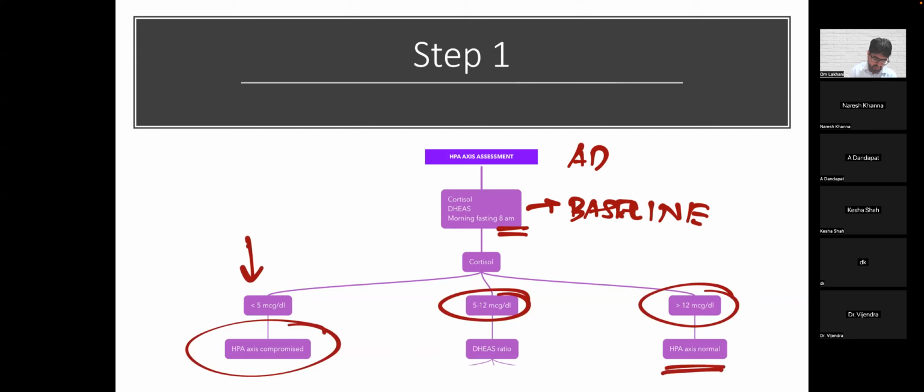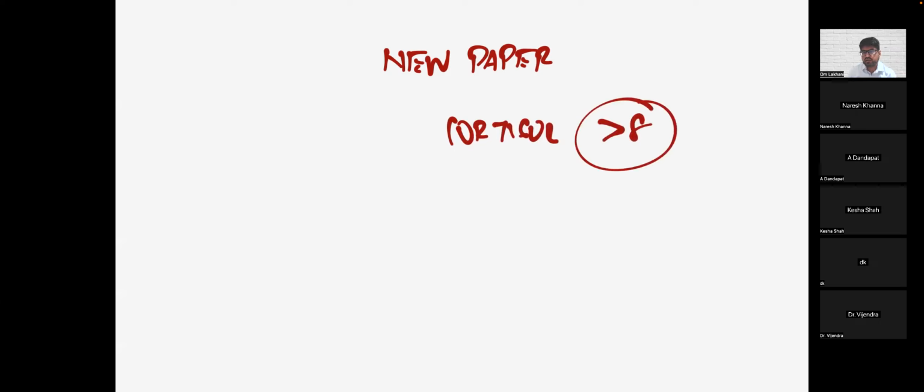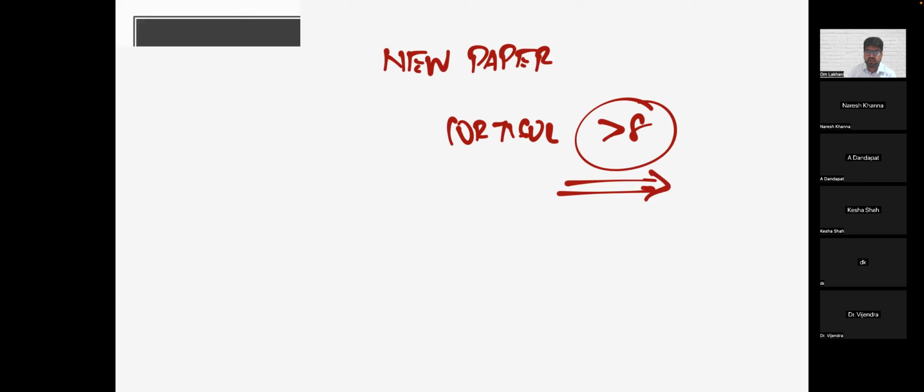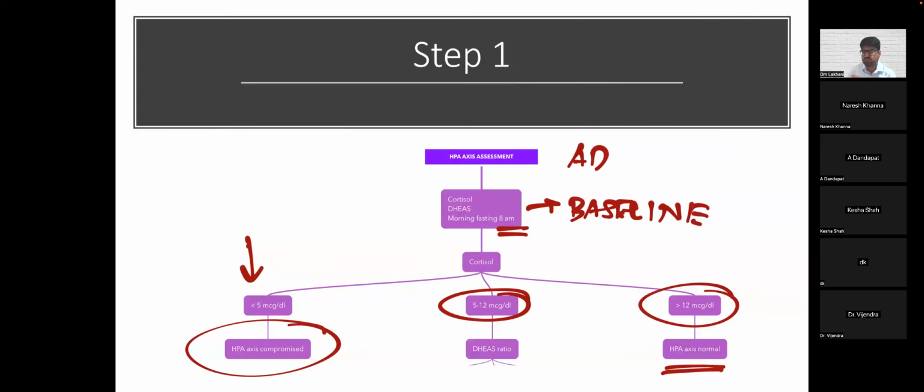Now, just to give you a caveat at this point of time, right? There is a new paper which has said that baseline cortisol more than 8 also generally rules out adrenal insufficiency. So baseline cortisol of more than 8, right, more or less rules out adrenal insufficiency. This is a new paper, but again, this is recent data. We still go by this. So let's stick to 12, right? But then there's a new paper that said that you can even bring that cutoff down to a lower value, and if it's more than 8, generally it should be considered normal. But remember, you have to interpret again in the context of the clinical picture.